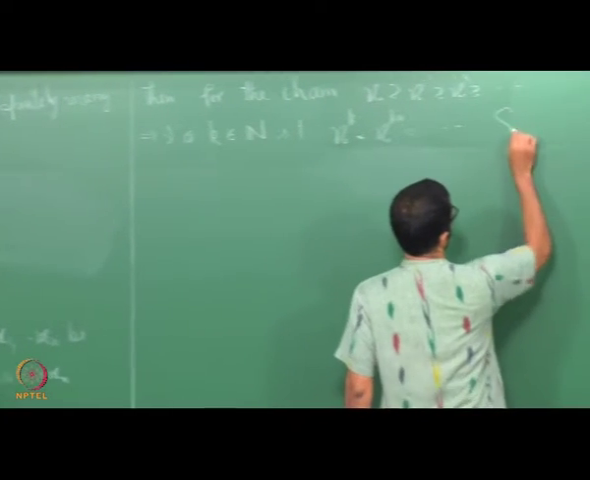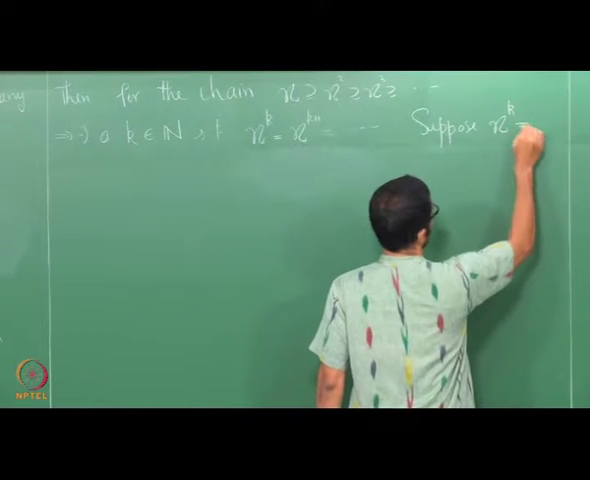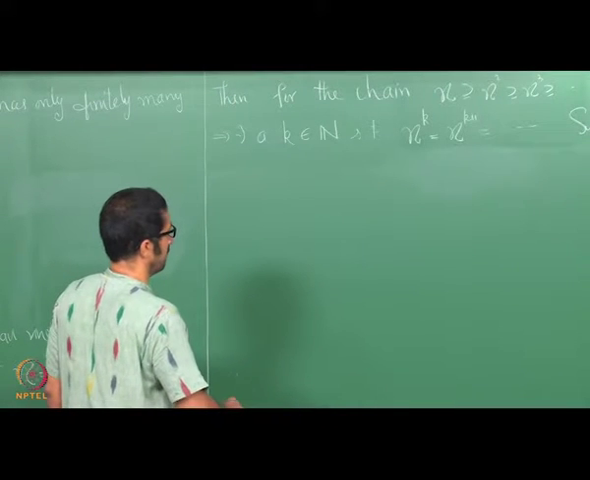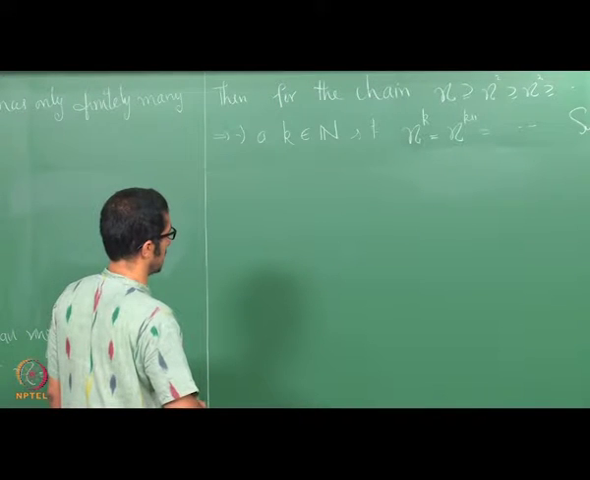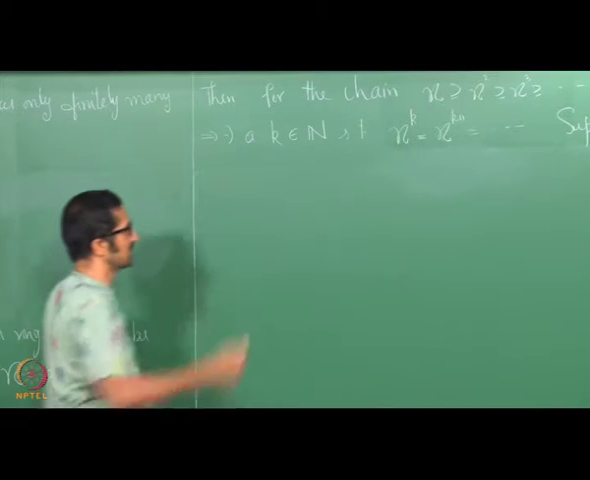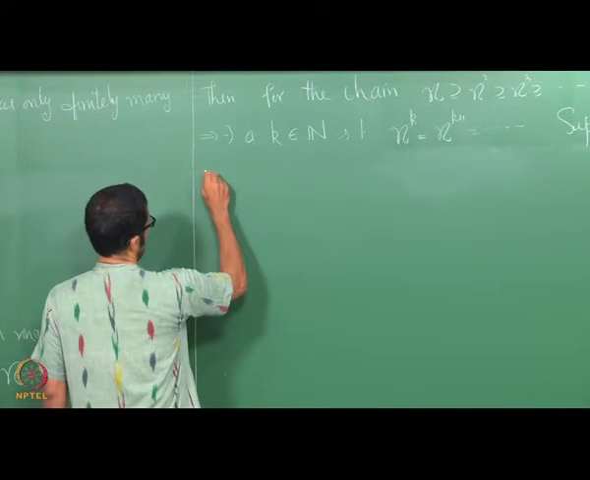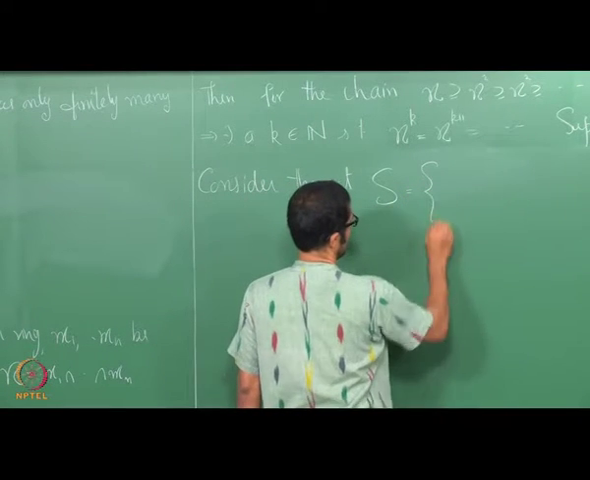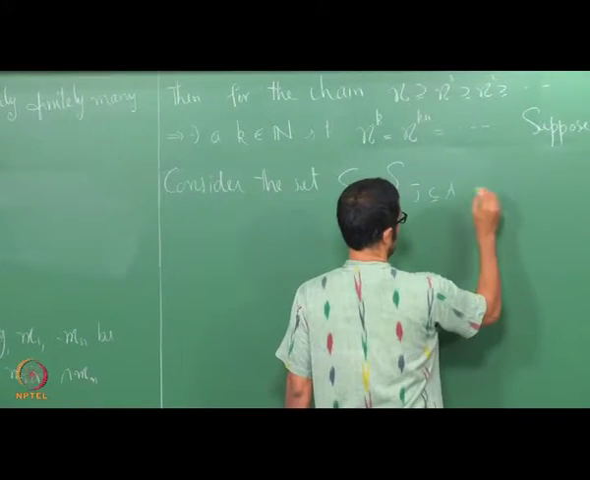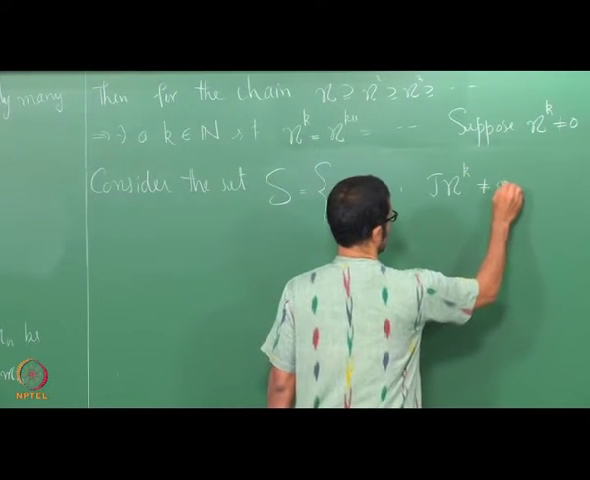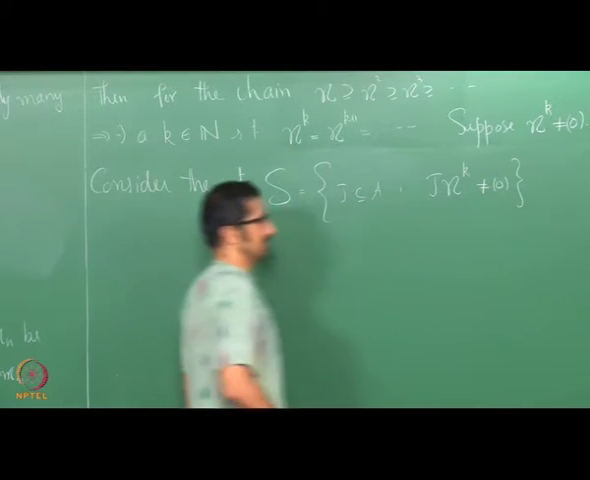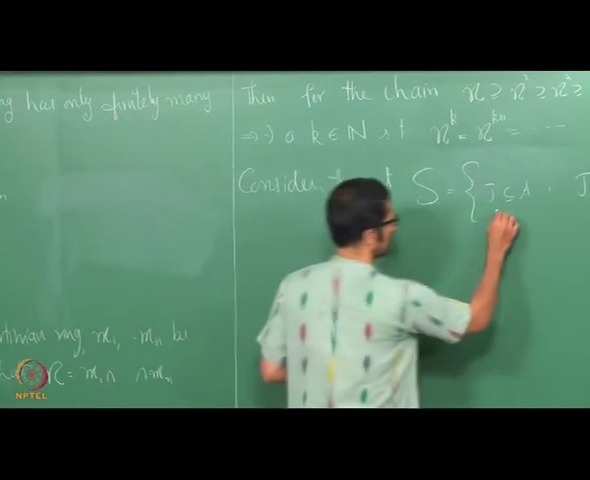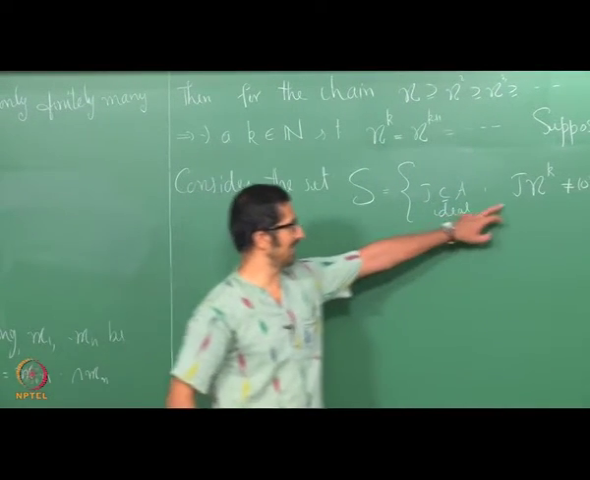Let us suppose this is non-zero. Okay. So, what we are saying is that n power k is equal to n power k plus 1. Now, n power k is non-zero means n power k plus 1 is non-zero and so on and so forth. So, consider the set, call this S, the set of all ideals of A such that J times n power k is non-zero. Okay. I look at all ideals of A with the property that J n power k is non-zero.